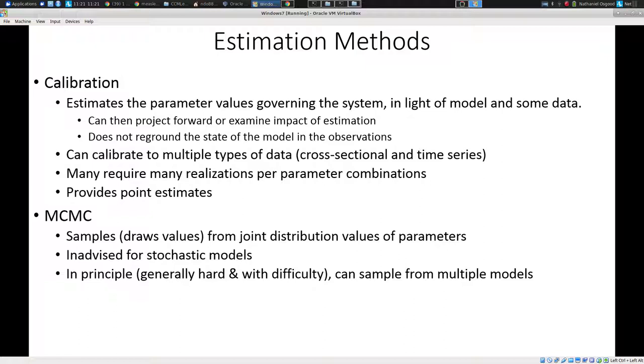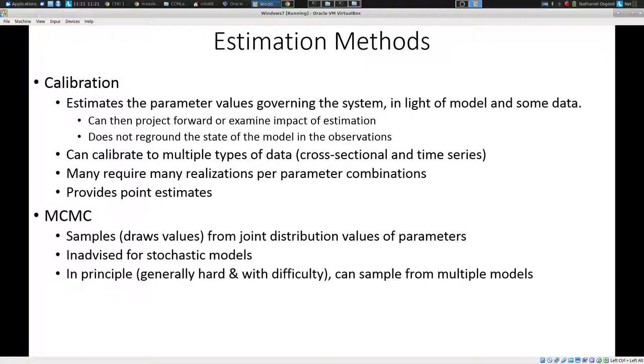So estimation methods, these are for estimating parameter values. Calibration, which we'll be talking about today, estimates parameter values, typically a point prediction of parameter values that govern the system in light of model and some data.